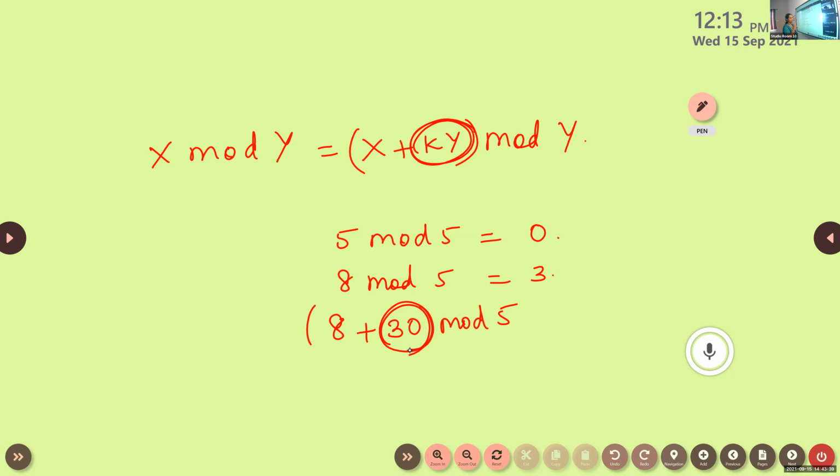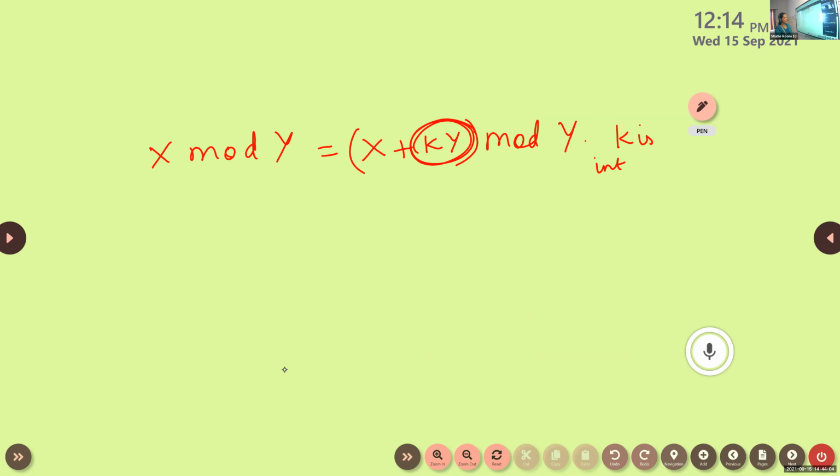If you take 30, it is a multiple of 5. So here the remainder will always be 0. So it is the same as, you look at only this 8. It will be the same as 3 itself. So that is why we write here, x mod y will be the same as (x plus k into y) mod y. What is k? K is any integer. So x mod y is equal to x plus ky mod y.